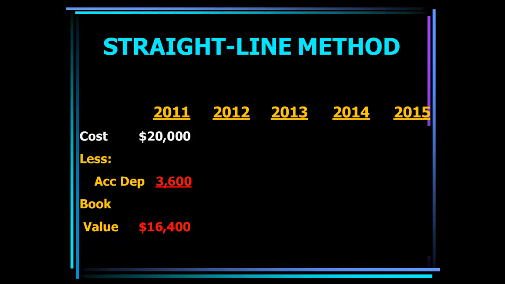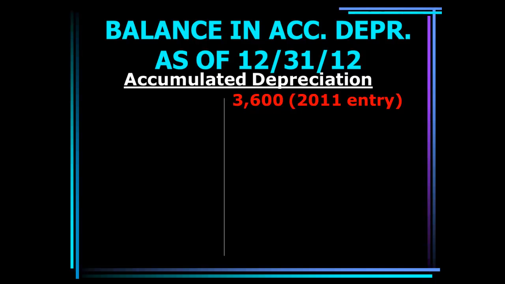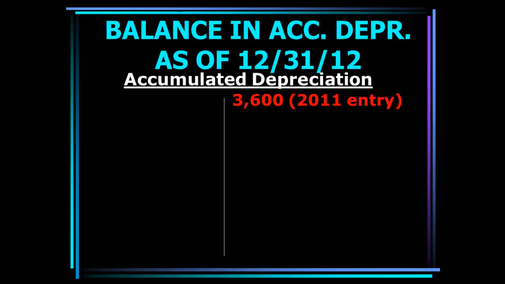Year 2, what's the cost of my truck? It is still $20,000. Excellent. So if you would like, you could go and write $20,000 all the way over there for all the remaining years because the cost of the truck is not going to change. What is going to change is my accumulated depreciation. So $20,000 is my cost. My accumulated depreciation, well, I had $3,600 at the end of 2011.